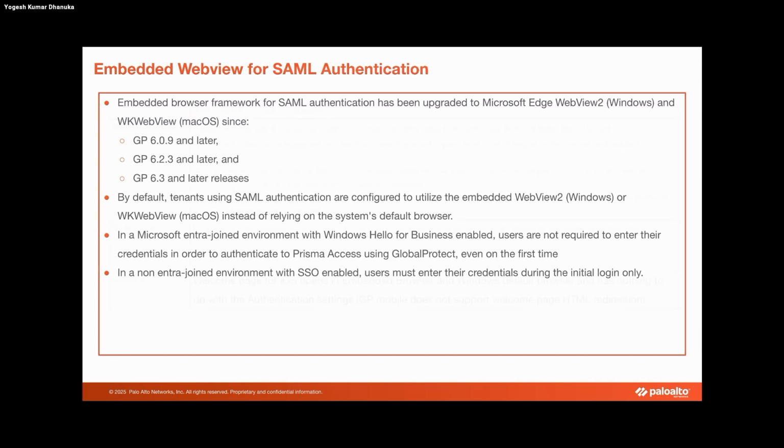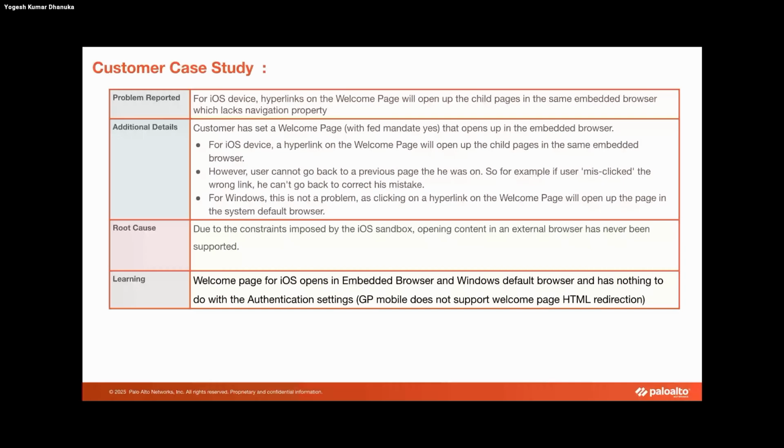Another case study example is for iOS users. There was an issue where, for iOS users, there is a configuration for a welcome page. You can configure welcome pages for GlobalProtect, so that once you're connected, you get a welcome page, which can be your home page, or can be some informational details that you're connected to this secure network, and what you can do, what you cannot do, and so on.